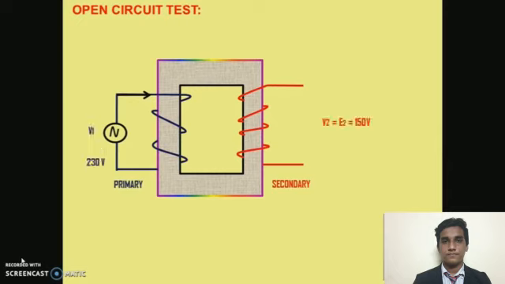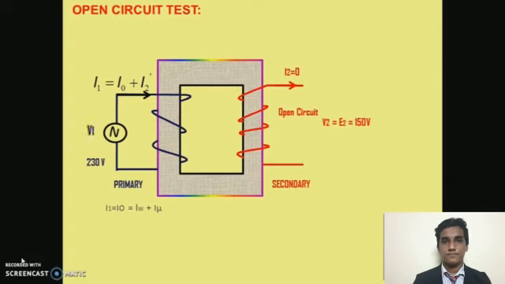When we apply rated voltage on the primary side and the secondary side is open, we know that the formula is I1 equals I0 plus I2 dash. I2 dash is given by K times I2. As I2 is equal to 0, I2 dash will be 0. And I1, that is the primary current, will be equal to only I0. I0 is called the no load current of a transformer.